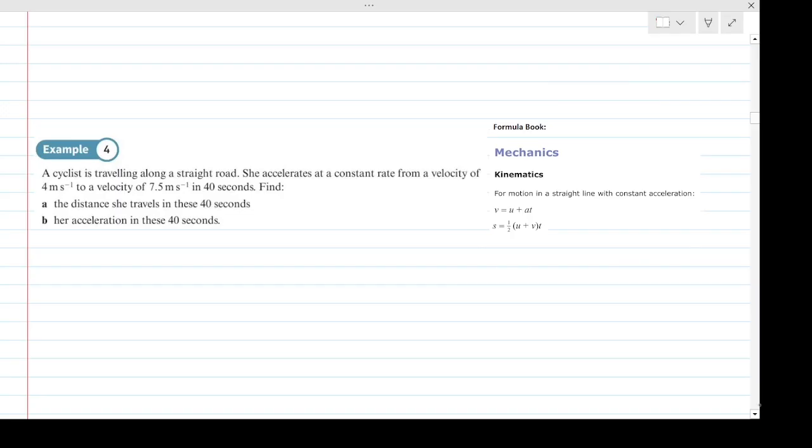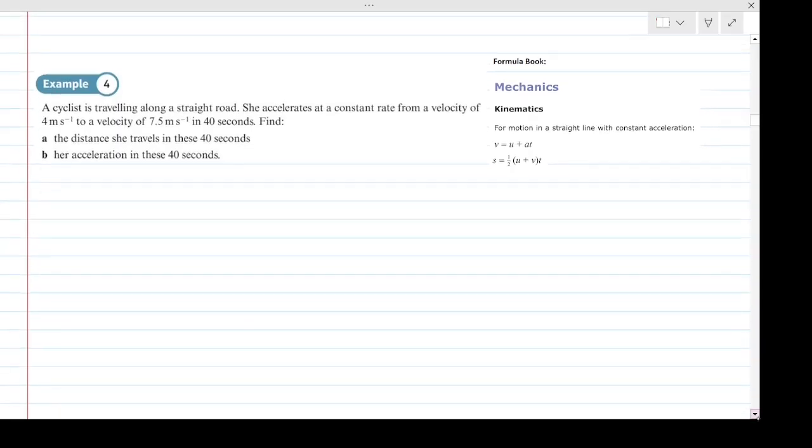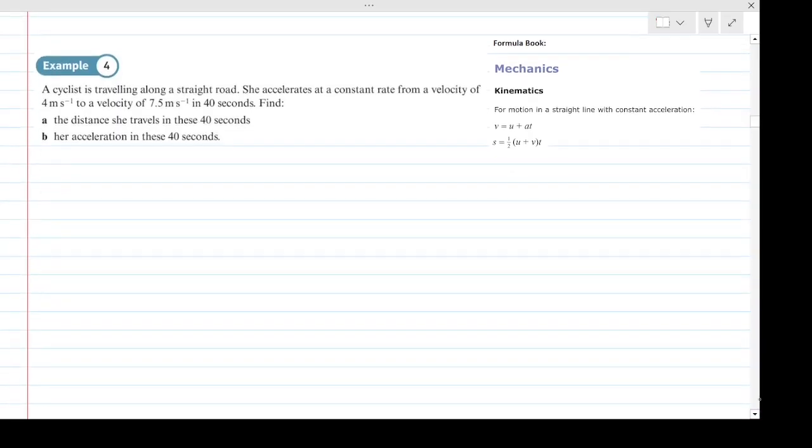Okay, so in this example, we are told a cyclist is travelling along a straight road. She accelerates at a constant rate from a velocity of 4 to a velocity of 7.5 in 40 seconds. Find the distance she travels. Firstly, what you're always going to want to do is plot the information and do a very rough drawing to illustrate it.